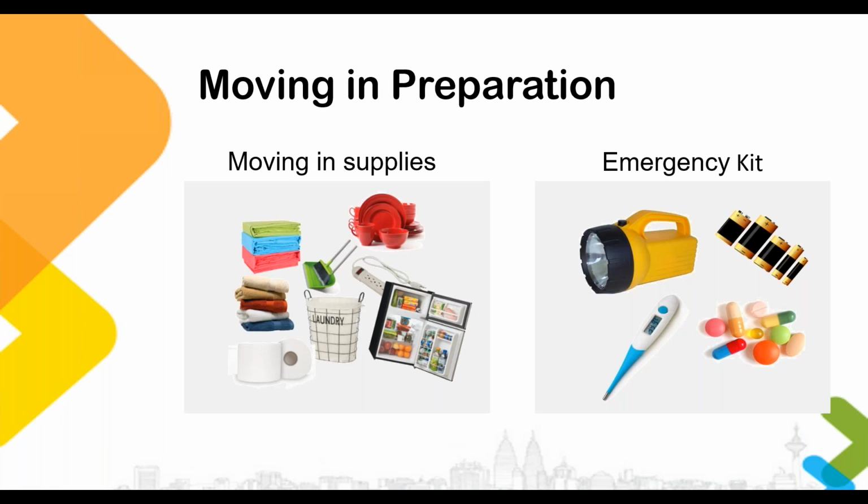Moving in preparation. When you think about moving in, you want to think about what the supplies are that you need. You need bed linen, you'll need perhaps your dishes, a laundry basket, maybe a refrigerator. Again, some of these things are provided if you are living on campus. You may have a fridge in your dorm room. It may not be there. You may have to rent one from the institution.